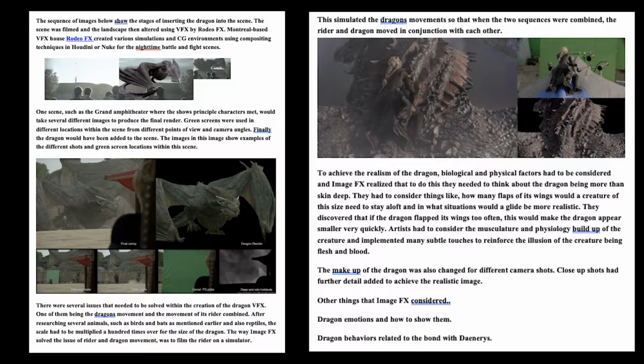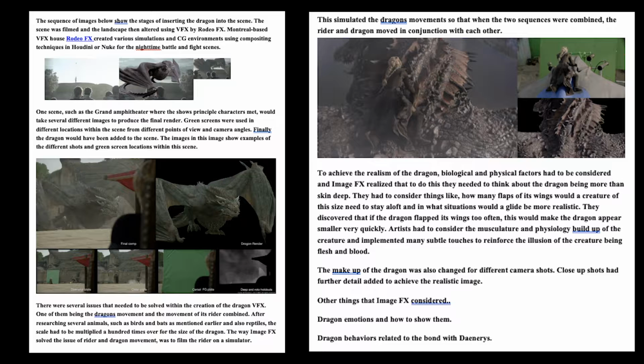There were several issues that needed to be solved with the creation of the dragon visual effects, one of them being the dragon's movement, and the movement of its rider combined. After researching several animals such as birds and bats as mentioned earlier, and also reptiles, the scale had to be multiplied 100 times over for the size of the dragon.